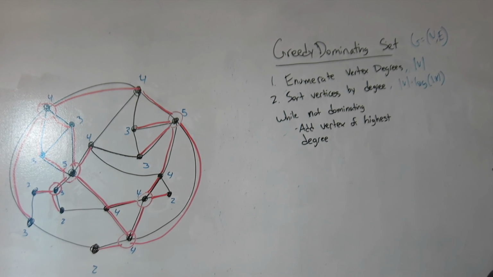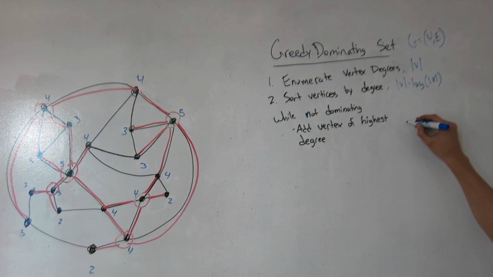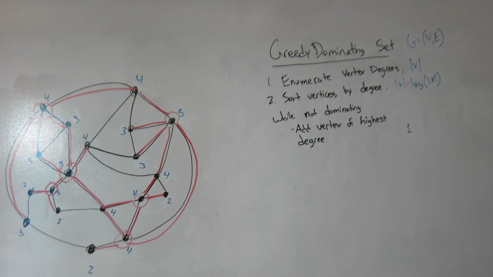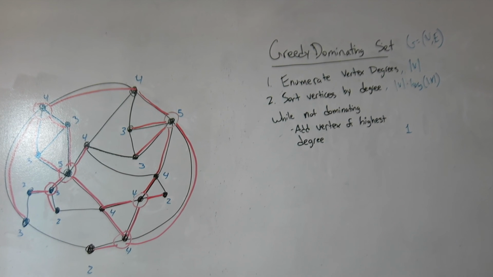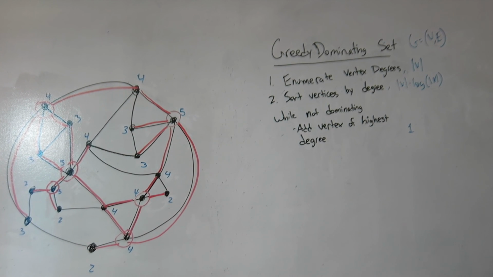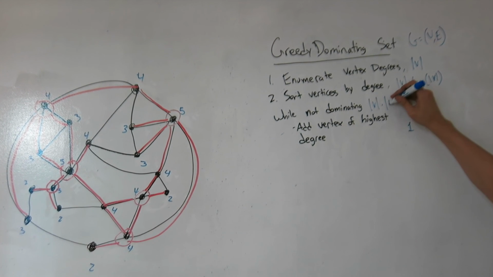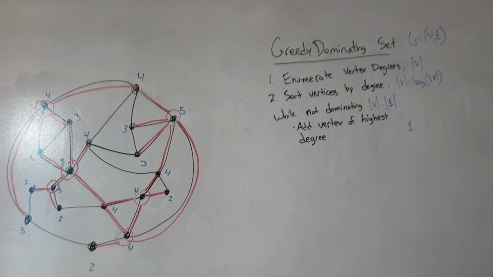The next thing we need to do is, while we have not made a dominating set in the graph, add the vertex of highest degree from our list from before. Adding a vertex to the dominating set is a constant time step. But the bigger problem is how long it will take to check whether our set is dominating or not. One simple way to do it is to iterate through every vertex in your set, and then for each edge on that vertex, mark the other endpoint of the edge as visited. You can do this in size of V times size of E time.